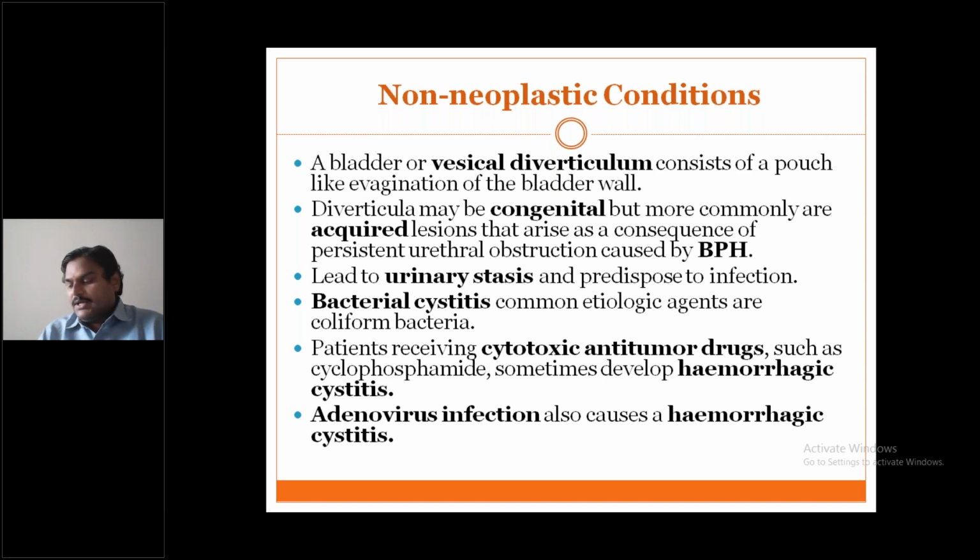One more important MCQ we have to remember in this slide is hemorrhagic cystitis. Hemorrhagic cystitis is due to intake of the drug cyclophosphamide or because of adenovirus infection. These are the two important MCQs you have to remember. I hope everybody is following. This hemorrhagic cystitis won't leave you. At some point it may come as a question in your MD or MS entrance. So please remember, hemorrhagic cystitis is due to either the intake of the cytotoxic antitumor drug cyclophosphamide or because of adenovirus infection.